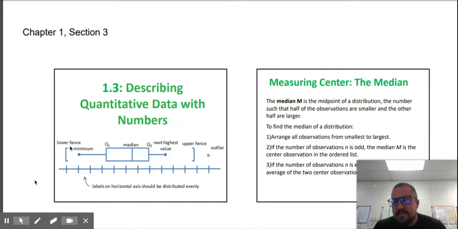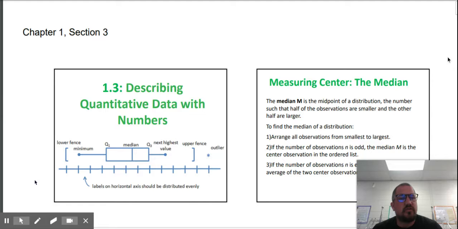The fences are where we will calculate what an outlier would be. If a data point falls outside of our fence, then it will be considered an outlier. The fences won't be drawn on your box plot, but they are just a reference to why this is an outlier, because it was bigger than that number. So it has become an outlier.